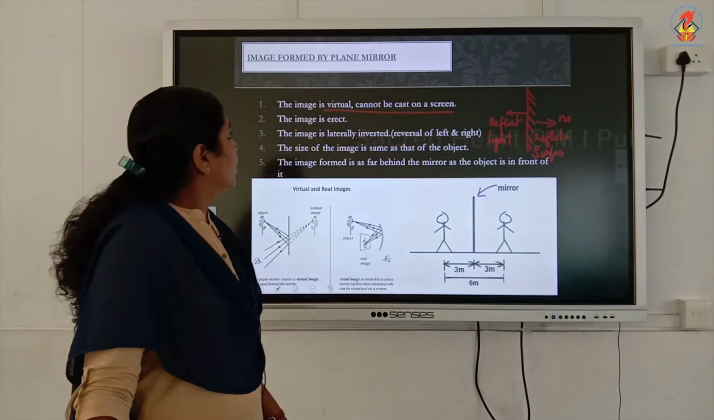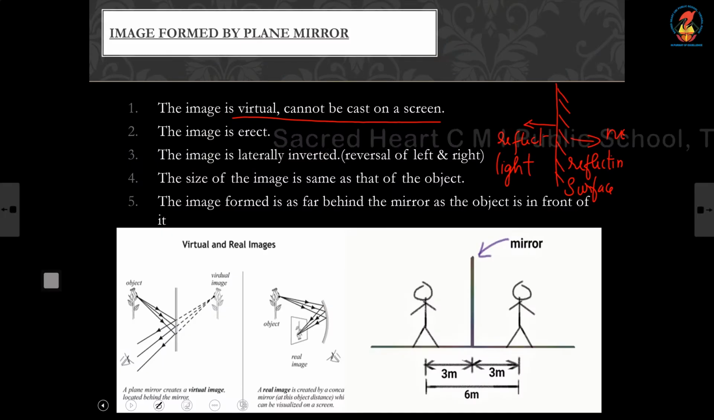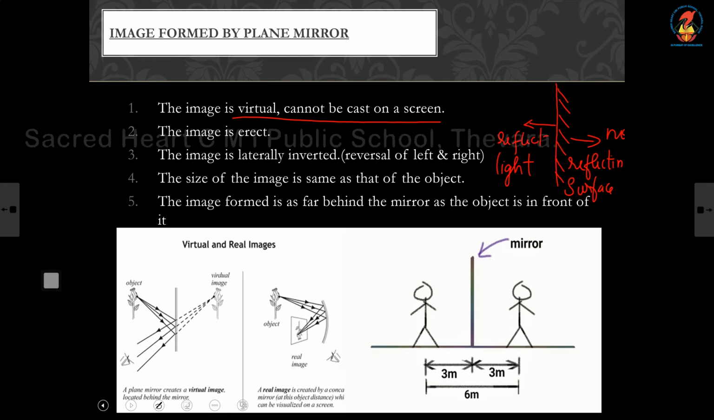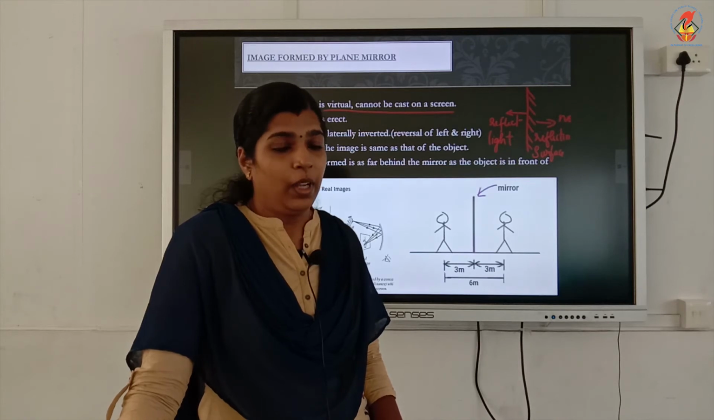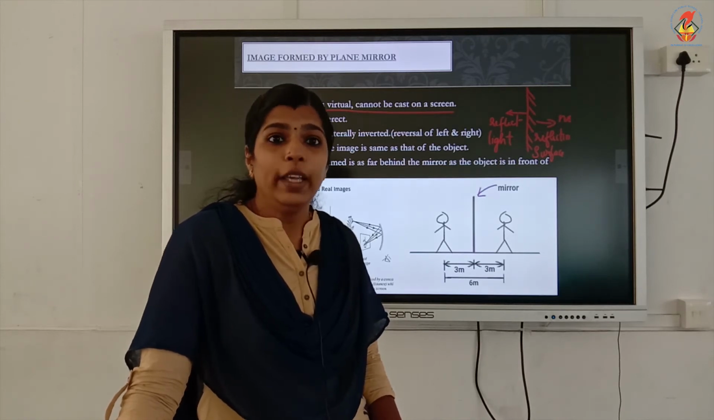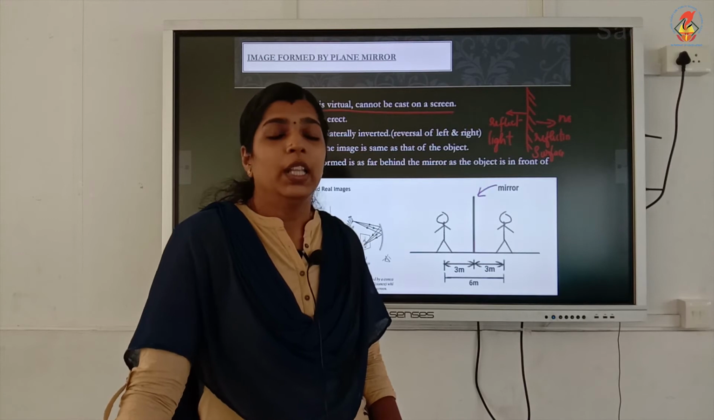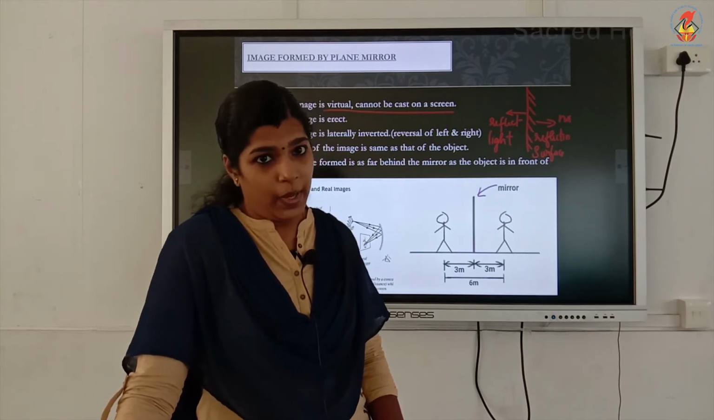So, the first point: the image is virtual, which means we cannot cast the image on a screen. Only on the mirror will we be able to see the image. We will not be able to cast it on a screen, on a paper, on the wall of a building or on the ground. We can see it only in the mirror. That is a virtual image.